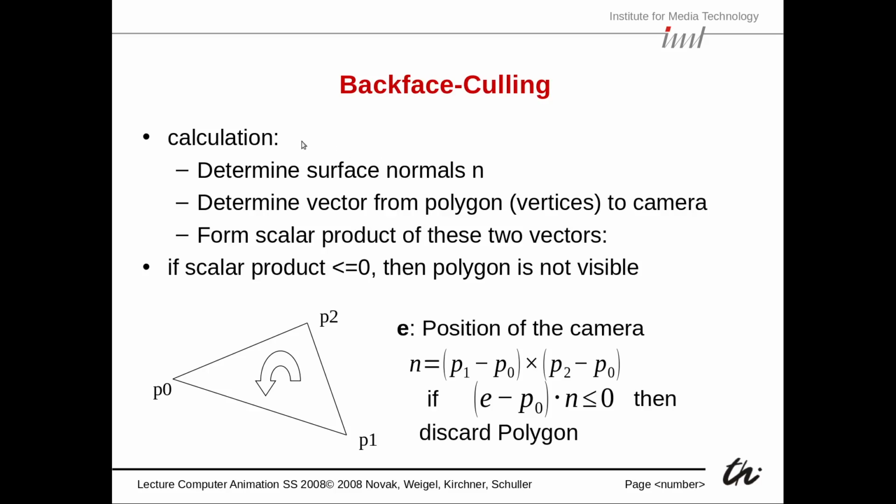So it's actually quite easy, the calculation. You determine the surface normals, which we call n. Then we determine the vector from the polygon, the vertices, to the camera, the virtual camera. And then we compute the scalar product of those two vectors. And if the scalar product is less than or equal to 0, then the polygon is not visible.